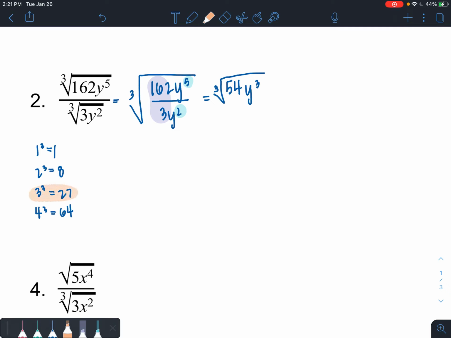27 times 2 is 54. So this is going to be the cube root of 27 times 2, y to the third. Okay. So then taking the cube root of each of these, they'll move to the outside because the cube root of 27 is 3. The cube root of y to the third is just y, and then we're left with the cube root of 2 inside of there, not neglecting our index. So that right there is our final answer.